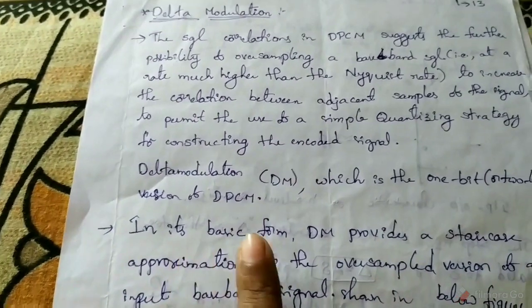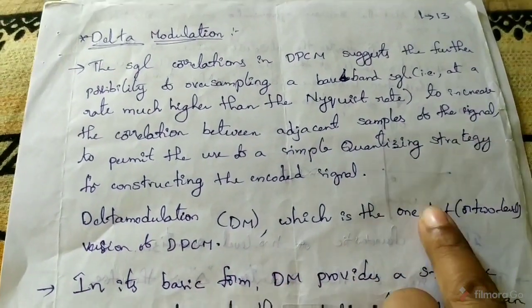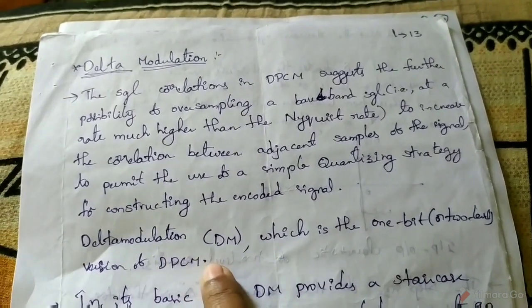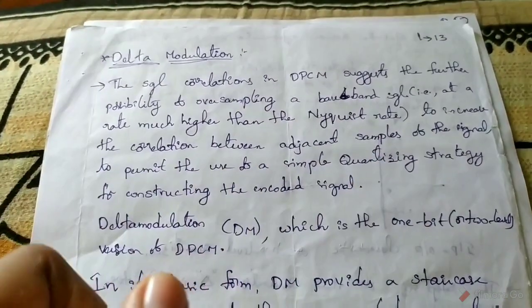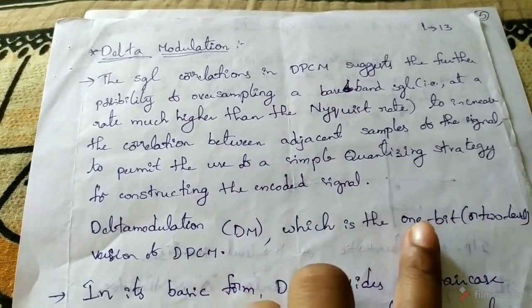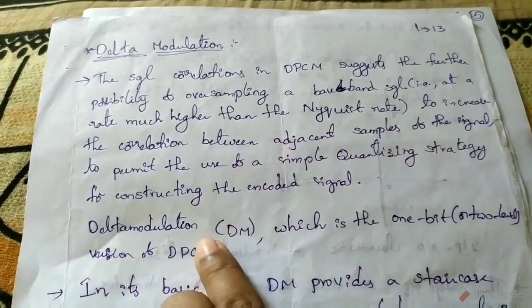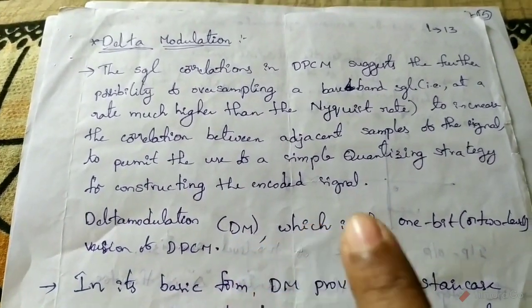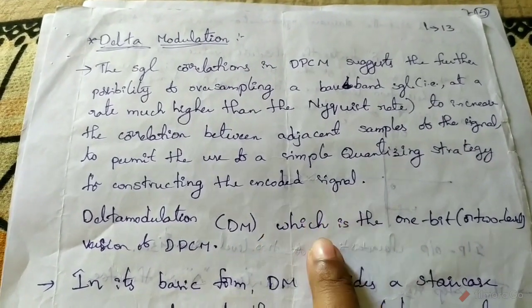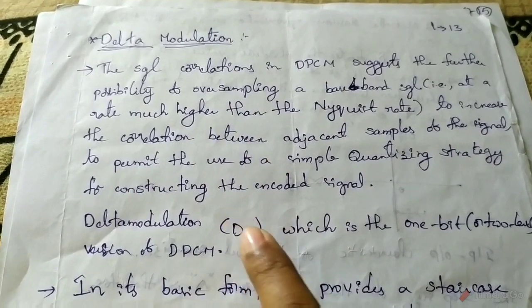Indirect questions may be asked like this: delta modulation is also called the 1-bit version of DPCM. So if the question says 1-bit version of DPCM, it is not DPCM, it is DM. Or the 2-level version of DPCM is also called DM. Remember this, be very careful, it is important for competitive exams also. The 1-bit version of DPCM or 2-level DPCM is delta modulation.